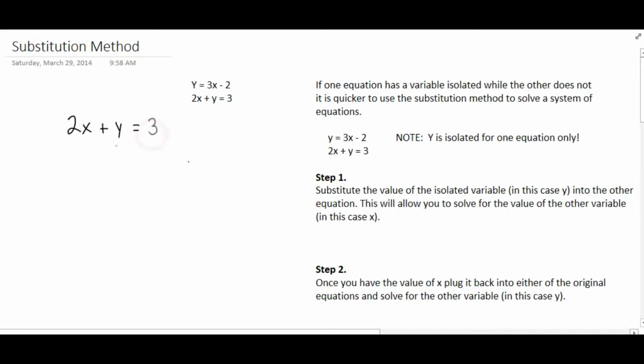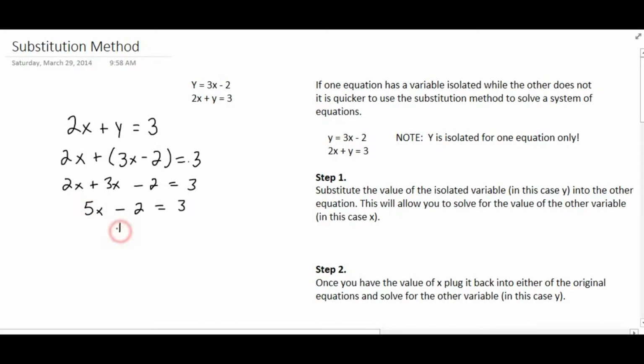With the substitution method, you plug in the value of the known variable. We know y equals 3x minus 2. So as you can see below, I've substituted 3x minus 2 in for y. Now I'm going to combine my like terms. The 2x and the 3x will be combined, and it will give me a value of 5x. I bring down the negative 2, and then I bring down the 3.